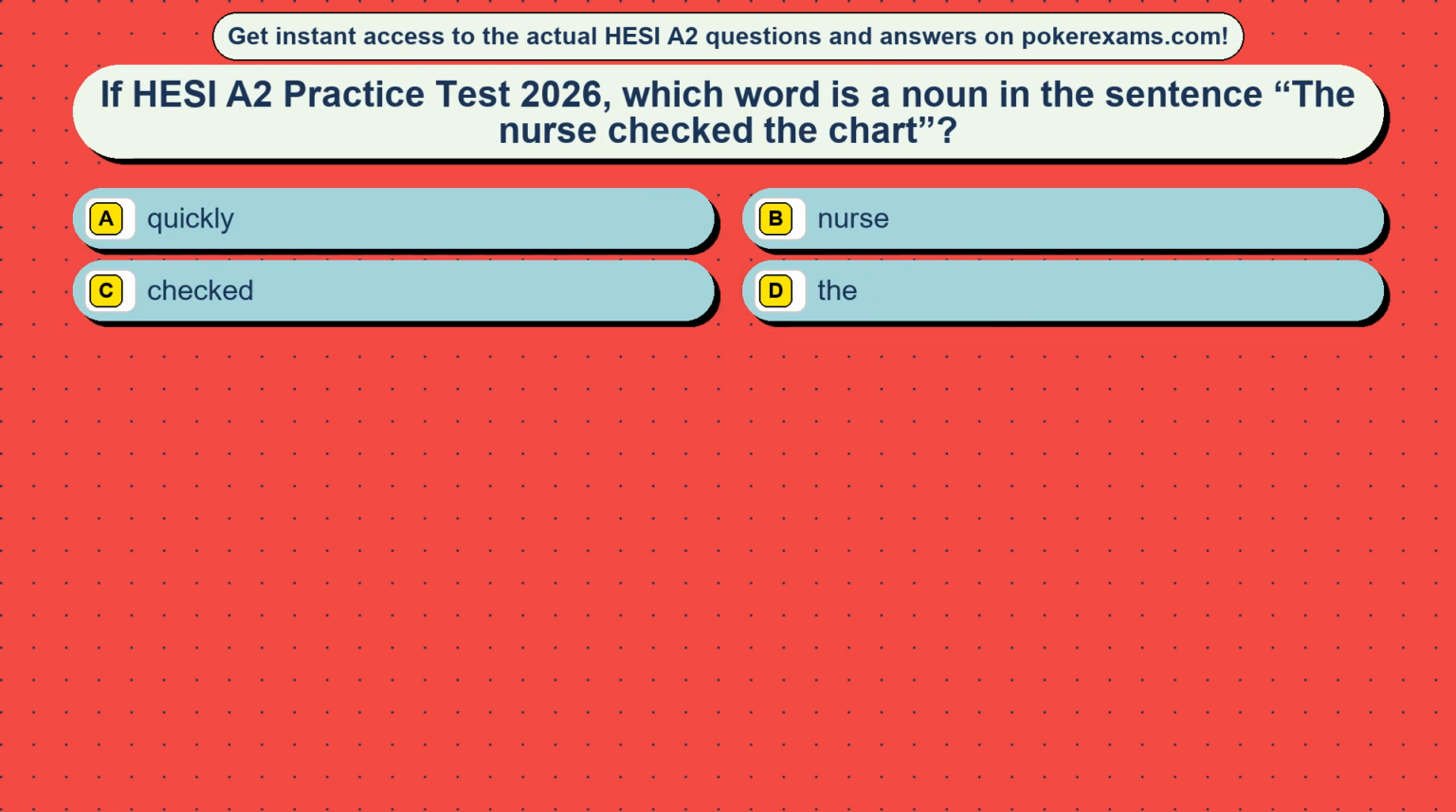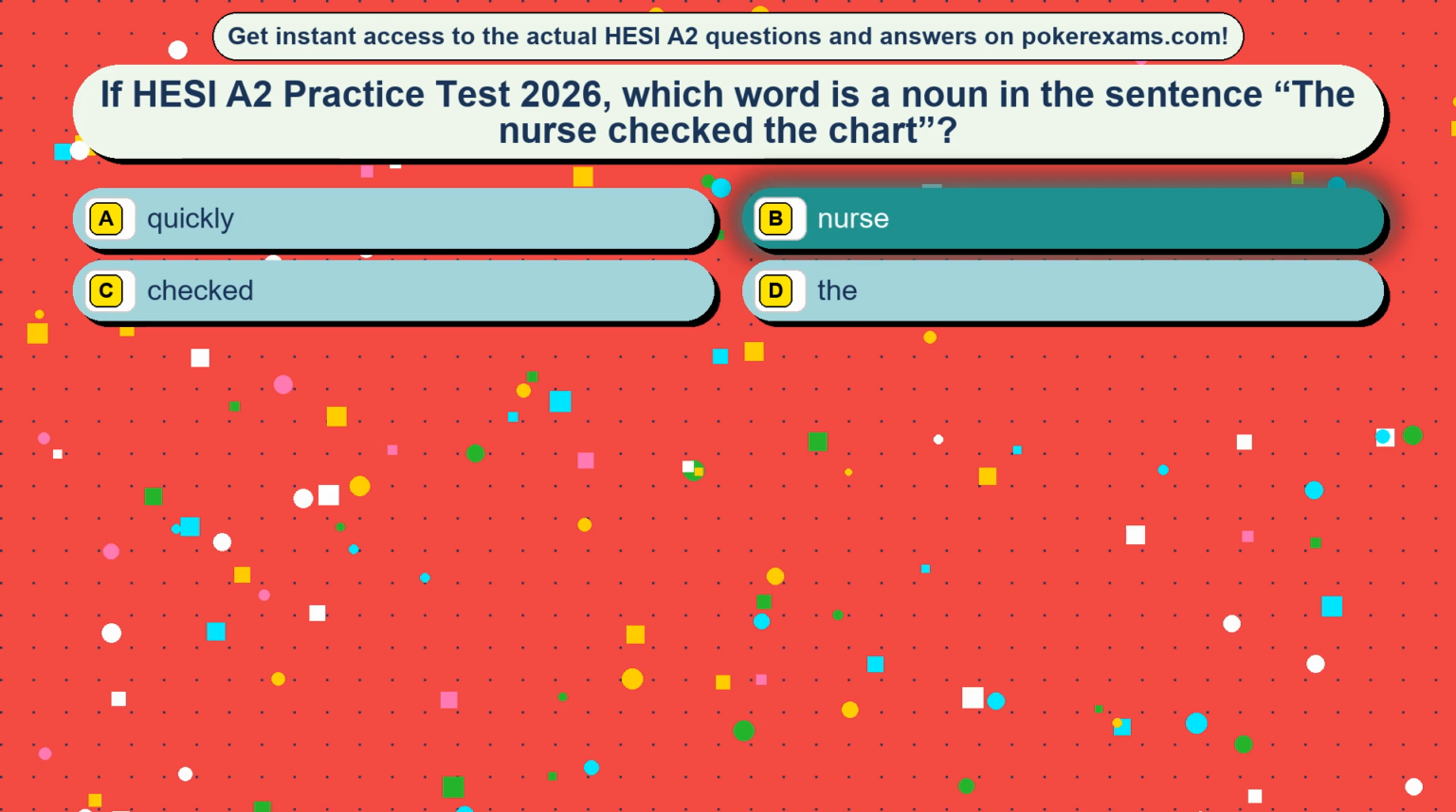Question 20. If HESI A2 Practice Test 2026, which word is a noun in the sentence "The nurse checked the chart"? Option A, quickly. Option B, nurse. Option C, checked. Option D, the. The correct answer is option B, nurse.